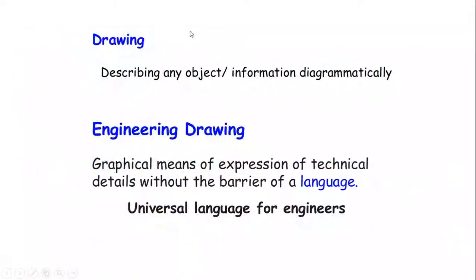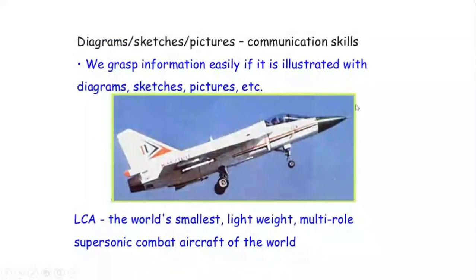First of all, drawing: describing any object or information diagrammatically. This is called a drawing. Engineering drawing is a graphical means of expression of technical details without barrier of languages. It is the universal language of engineers. As a mechanical engineer, drawing is very important for your career.